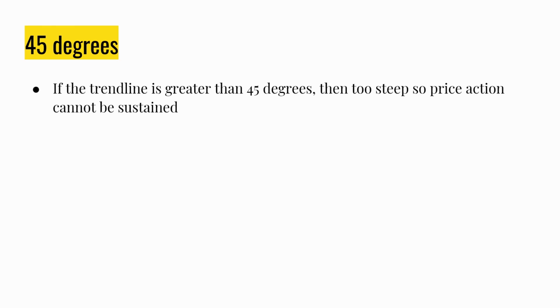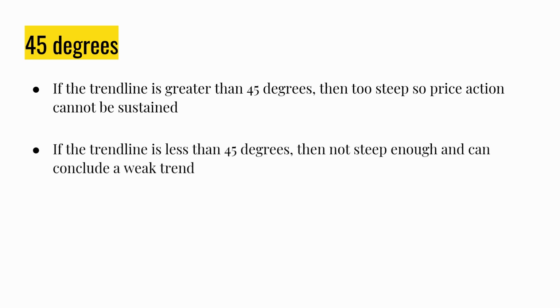The final topic we will be talking about is the degree at which the trend line is formed. If the trend line is greater than 45 degrees, then the price action is too steep and it can't be sustained. This means that there will be a price drop in the near future. On the other hand, if the trend line is less than 45 degrees, then the price action is not strong enough, so we can conclude that this is a weak trend.